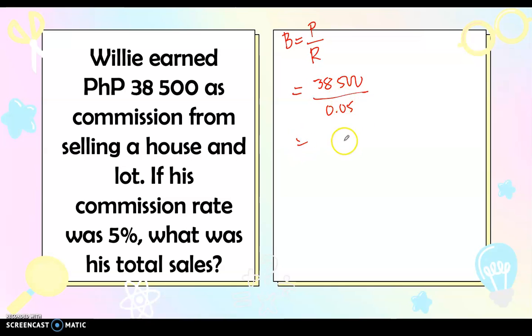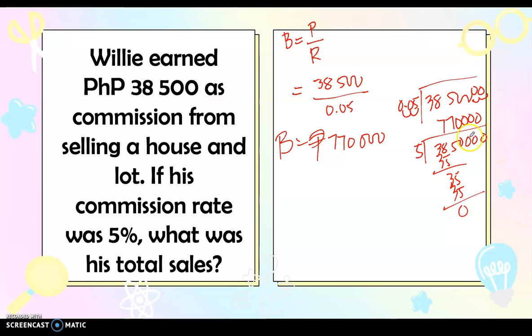If you're going to divide 38,500 by 0.05, make sure that this will be a whole number. We move 2 places, this will be 5 as a whole number. Then, if you move 2 places here, you also move 2 places in the dividend. So it becomes 3,850,000 divided by 5. The answer would be 770,000 pesos. So that's the total sales, or the base.